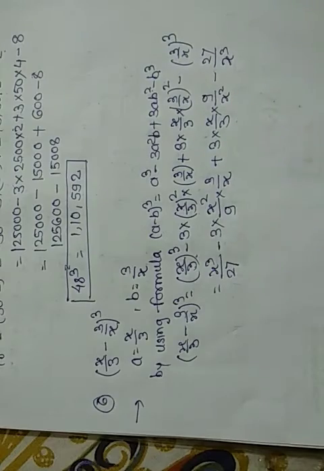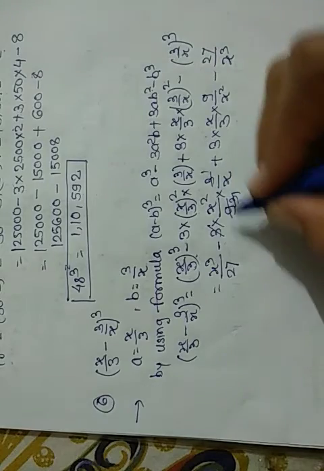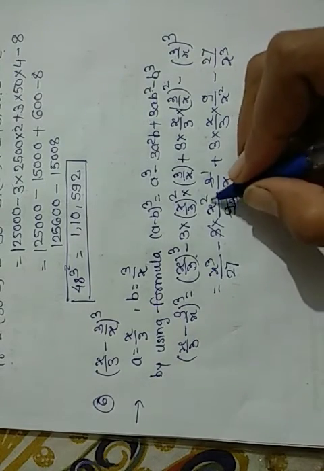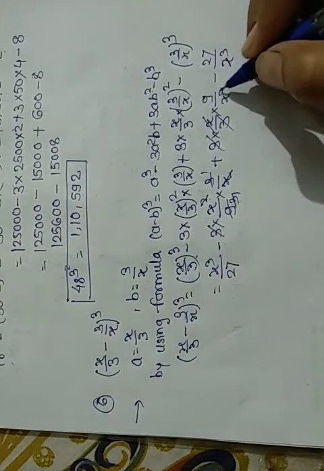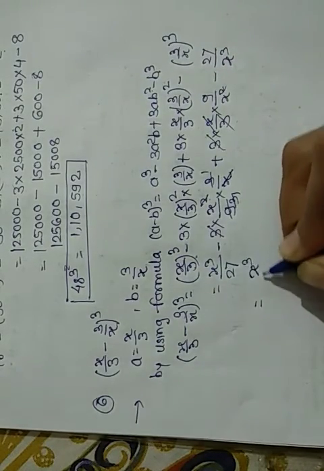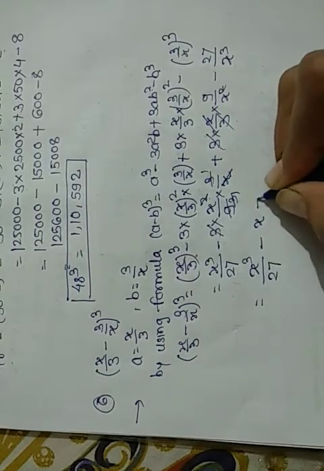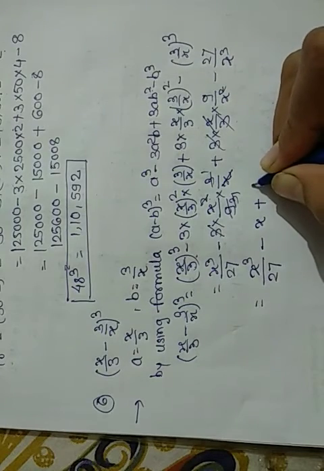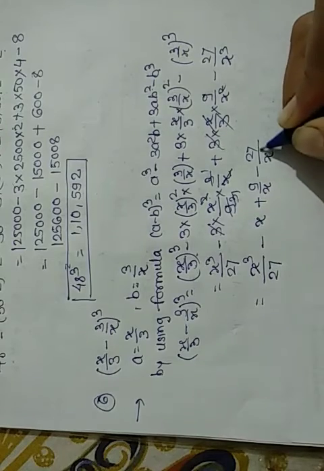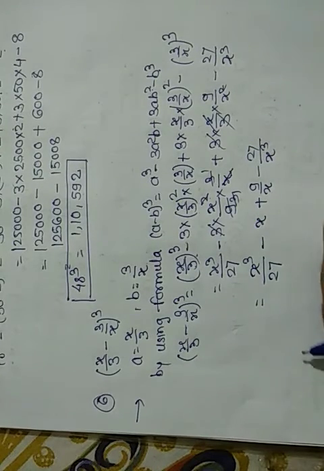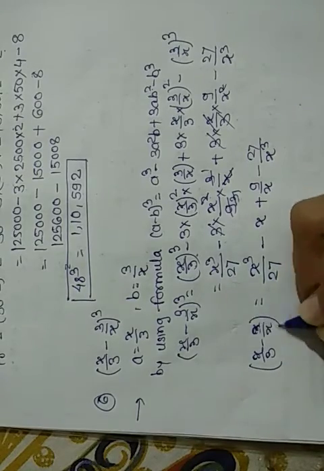Let's look at these two terms. 3 ones are 3, 3 threes are 9. Here x into x and here x, so one x gets cancelled. Here the 3s get cancelled. Here also the same, x gets cancelled with the square. So the remaining values are x cube upon 27 minus, here remains only x, plus here only 9 upon x, minus 27 upon x cube. This is the answer of (x upon 3 minus 3 upon x) bracket cube.